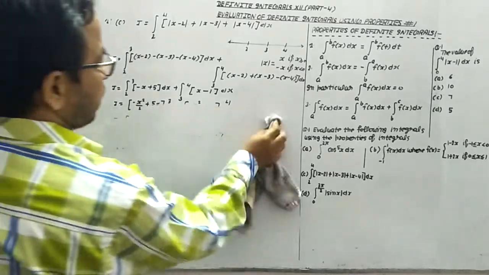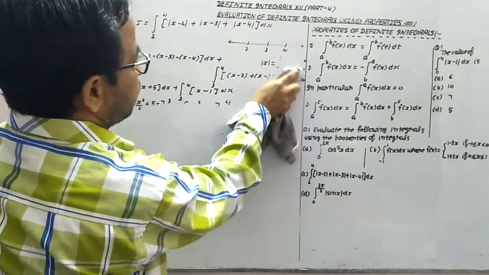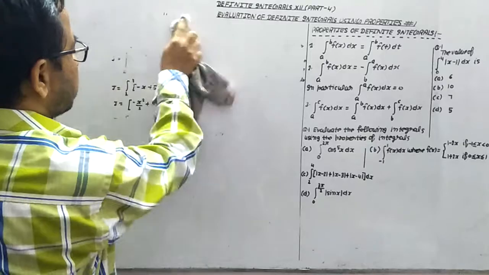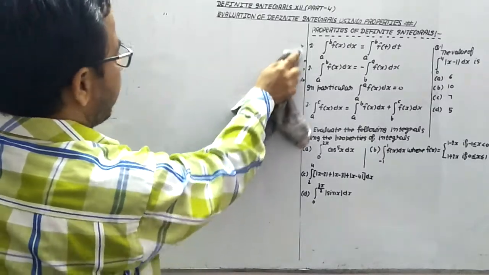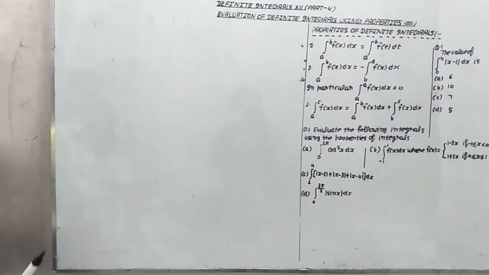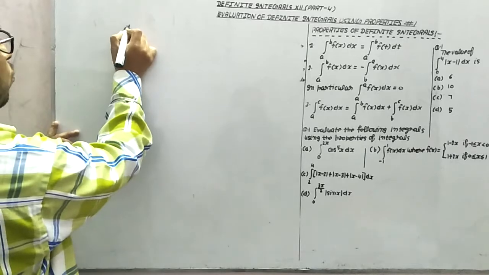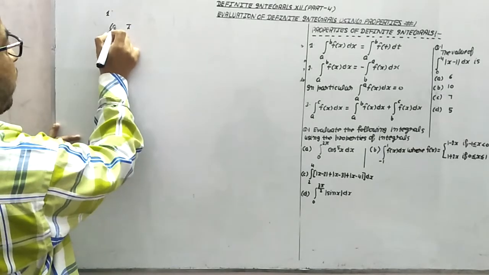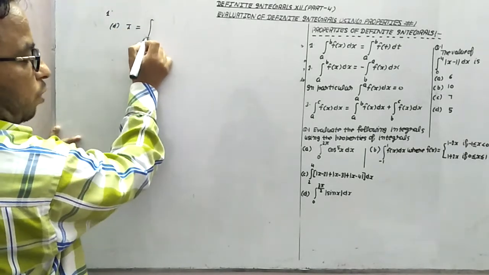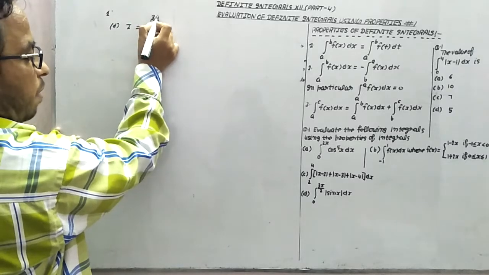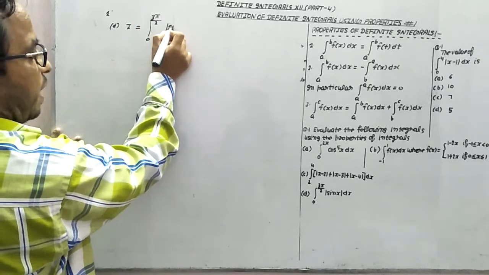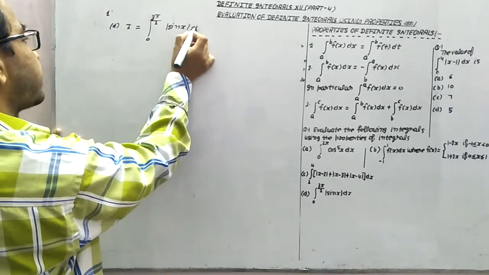Now let's start with the solution of this d part. Now we look at this. In this d part, we have to find the integration from 0 to 3 pi by 2 of modulus of sin x, dx. This is the first question, d part.